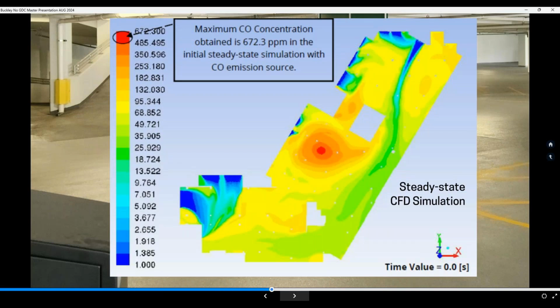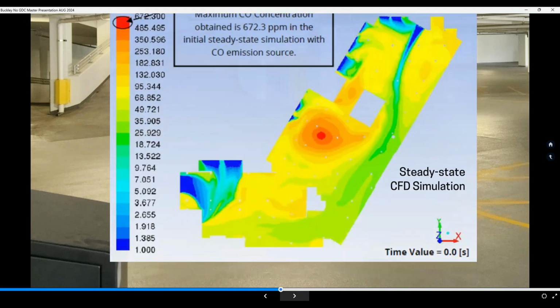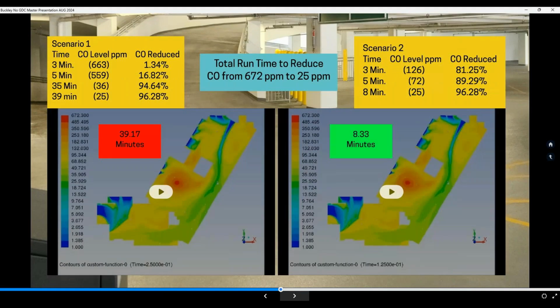from the high level established, you see here, of 672 parts per million down to the design goal of 25 parts per million. And we're going to do that comparison for the traditional sweeping system alone and the traditional sweeping system optimized and supplemented by the jet fans. So you can see here in scenario 1, it took 39 minutes for the traditional sweeping system to cleanse the garage and get it from 672 parts per million down to 25.